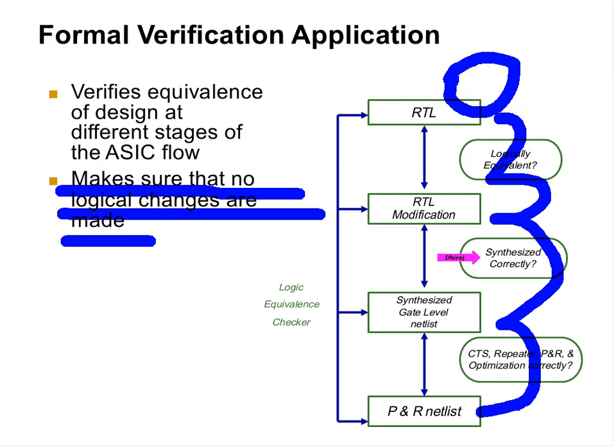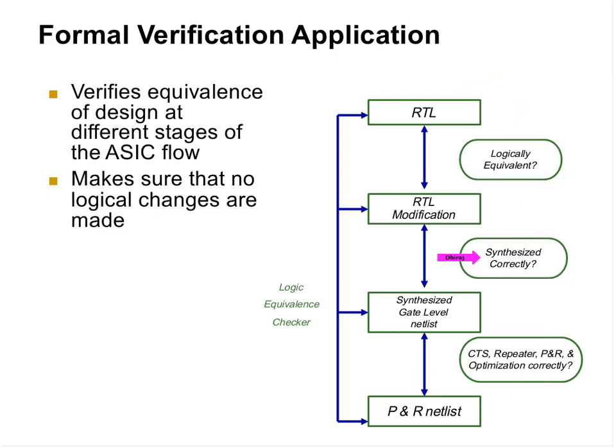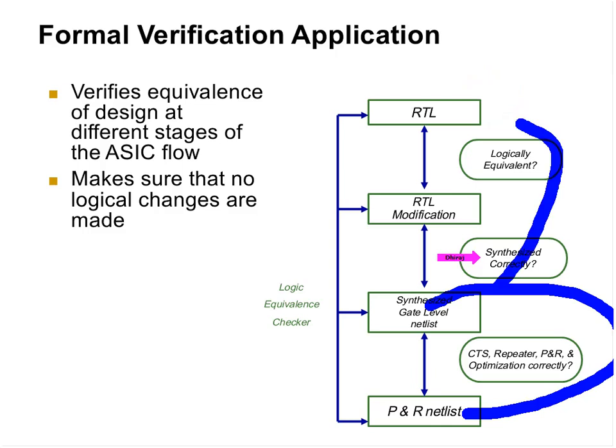So if you look at the post PNR netlist, ideally you would want to check that the functionality is correct. We check it using formal equivalence by making sure that this netlist is equivalent to the gate level synthesized netlist. You already make sure that the synthesized netlist is equivalent to RTL. So A is equal to B, B is equal to C, and A is equal to C. The timing you check using STA.